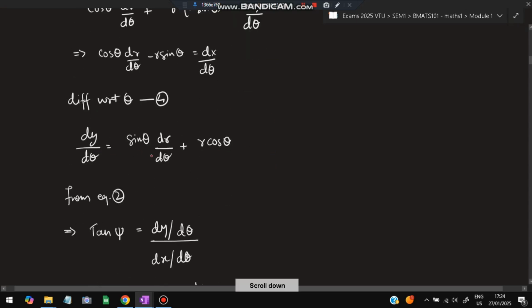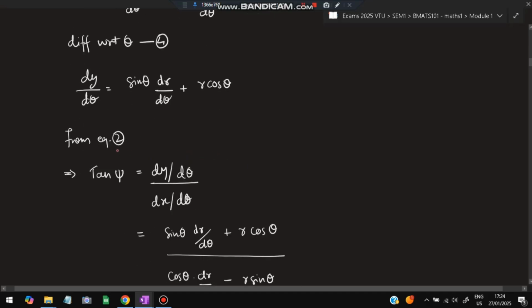When we do it with y, we get dy by d theta is equal to sin theta dr by d theta plus r cos theta. Now from equation 2 we know that tan psi is equal to dy by dx, right? So dy by dx, I am dividing both by d theta, so that we get dy by d theta and dx by d theta. You got the point.